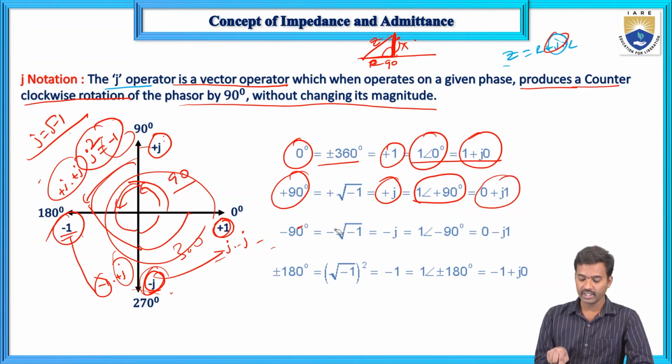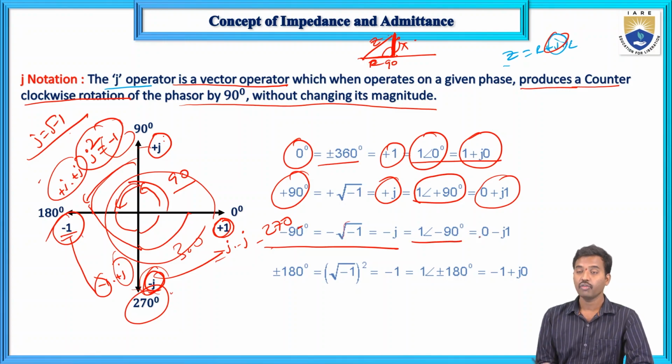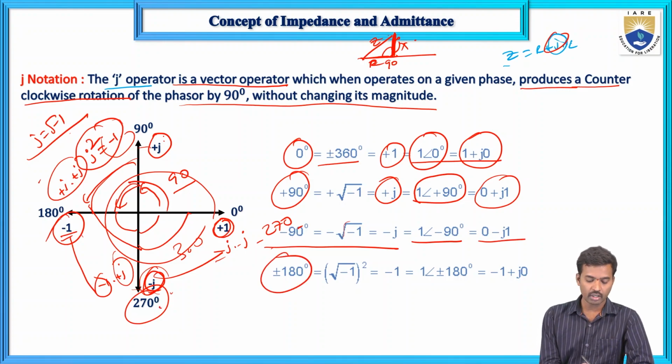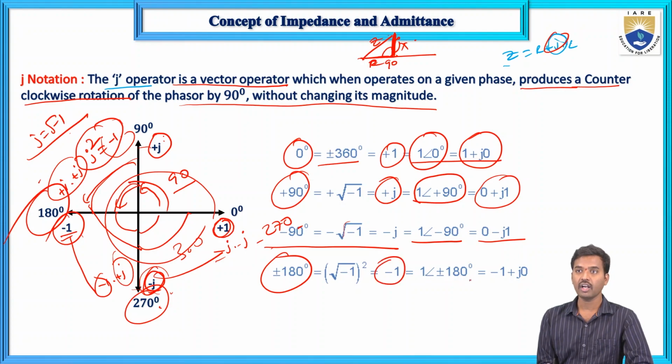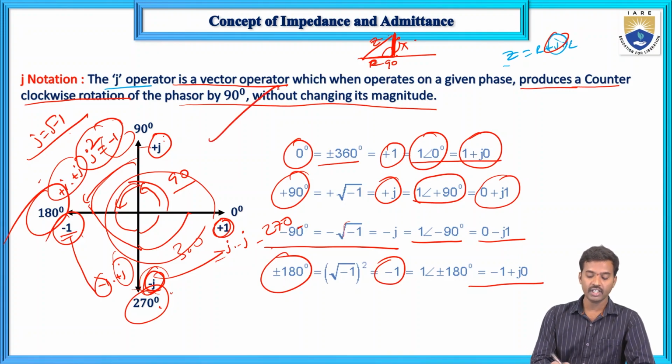And in the minus 90 degrees case, this one is minus J, which is 270 degrees. Minus of minus 1 is minus J, 1 at an angle of minus 90, or 0 minus 1J. And for plus or minus 180, the square root of this is minus 1. So 1 at an angle of plus or minus 180, that is minus 1 plus J 0. This is regarding J notation.